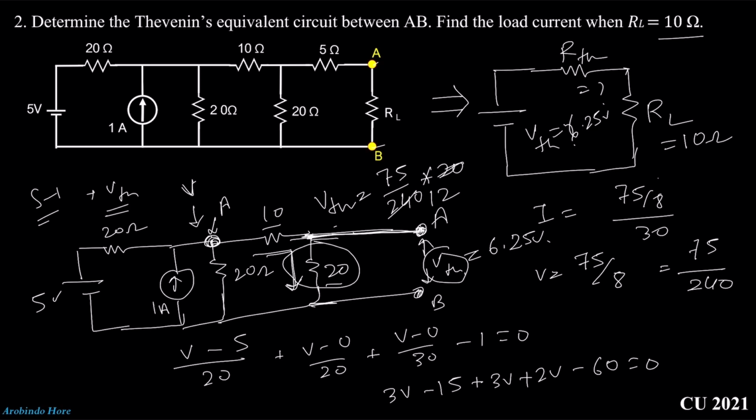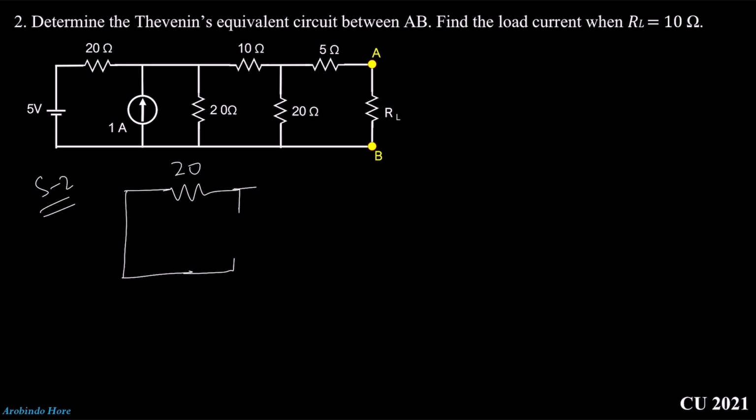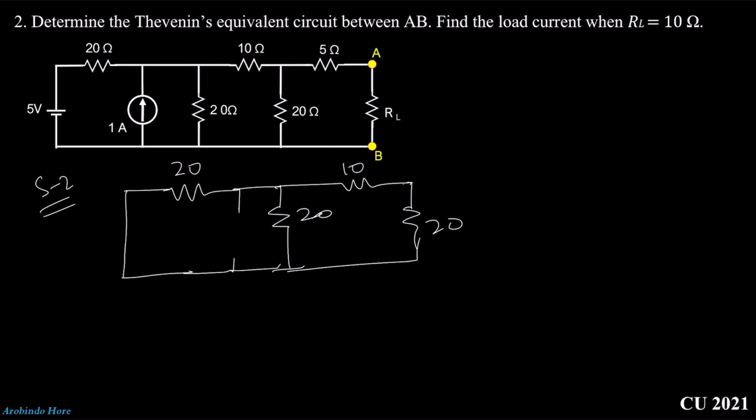Now we need to calculate the value of RTH. This is step 2. We need to replace the source by its internal resistance. So let's redraw the circuit. 20 ohm. This will be current source, that means open. 20 ohm. 10 ohm. 20 ohm. And here is the 5 ohm.